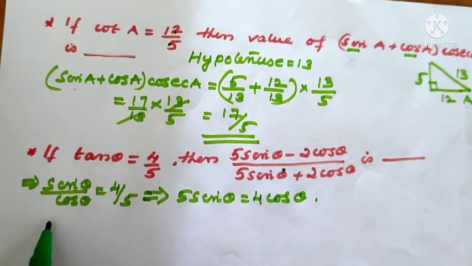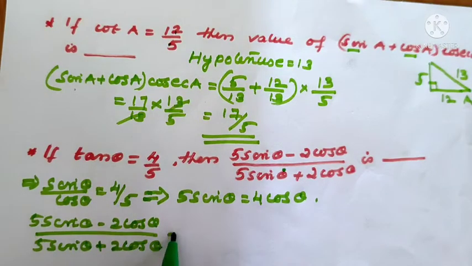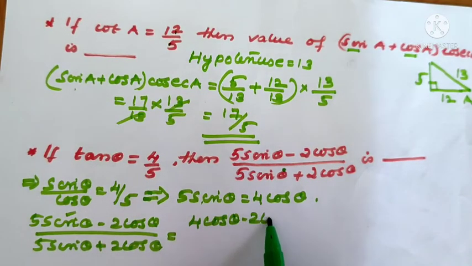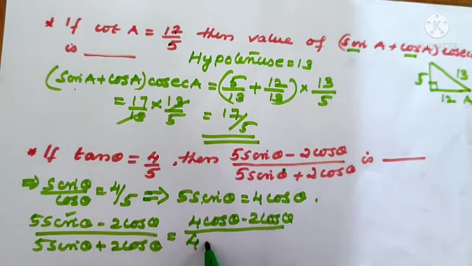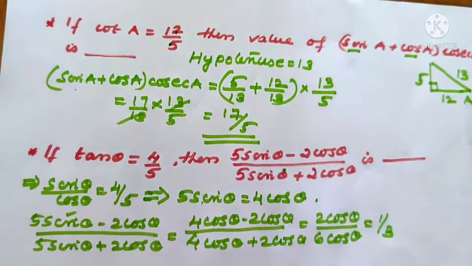So now we are going for this part. What is given? (5 sin theta minus 2 cos theta) divided by (5 sin theta plus 2 cos theta). There is no need of writing it all down because it's an MCQ pattern only. So instead of 5 sin theta, what can we write? 4 cos theta minus 2 cos theta. What is the denominator? 4 cos theta plus 2 cos theta. So 4 minus 2 is 2 cos theta, divided by 6. 4 plus 2 is 6 cos theta. Cos theta will get cancelled. So what is the remaining answer? 2 by 6 only. On simplification you will get 1 by 3.